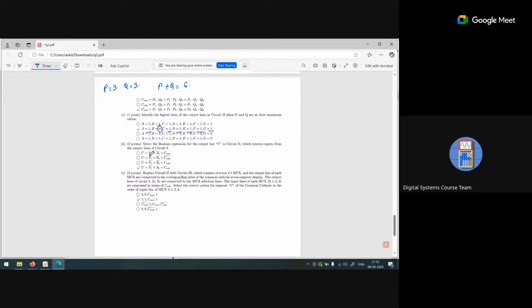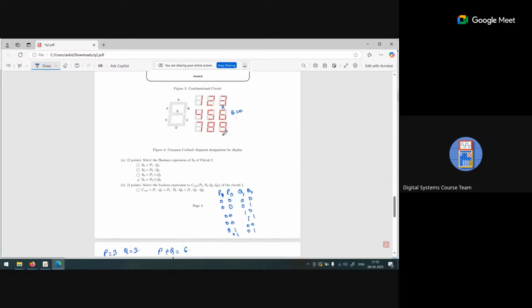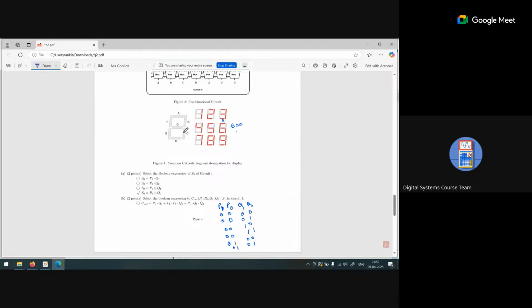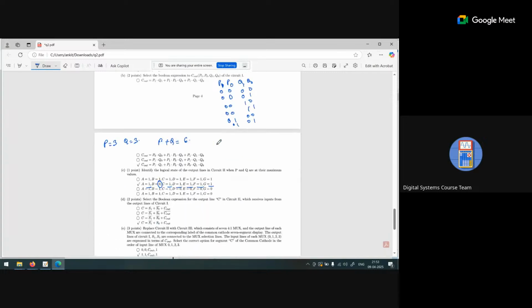Now select the Boolean expression for the output line C in the second circuit, which receives input from the output line of the circuit. Okay, C. So where is C? C is this third pin. C is 0 for only 2. When 2 is displayed, C is 0. Otherwise, C is always on.